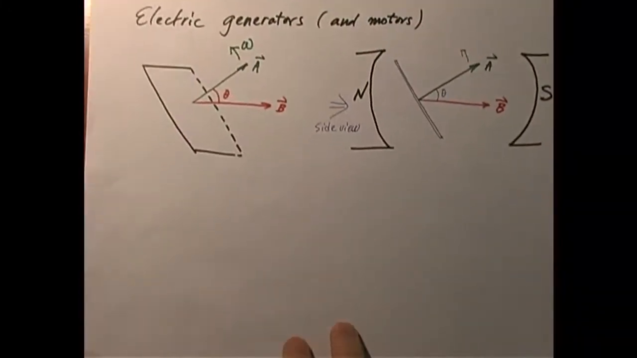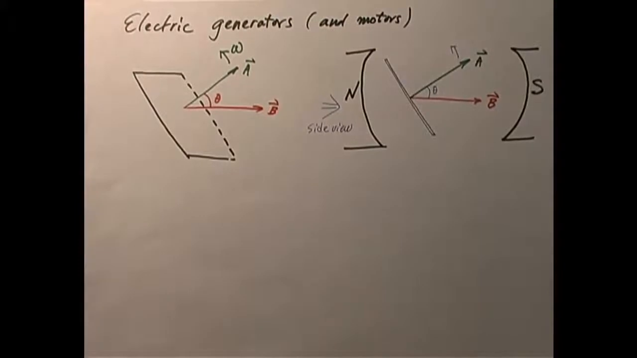Okay, let's continue with our discussion about the application of Faraday's law. One of the most important applications of Faraday's law is the so-called electric generators or motors. In an electric generator, you spend other forms of energy, such as mechanical energy or nuclear energy, to generate electricity, that is, to produce electrical power. And an electrical motor runs just the opposite way.